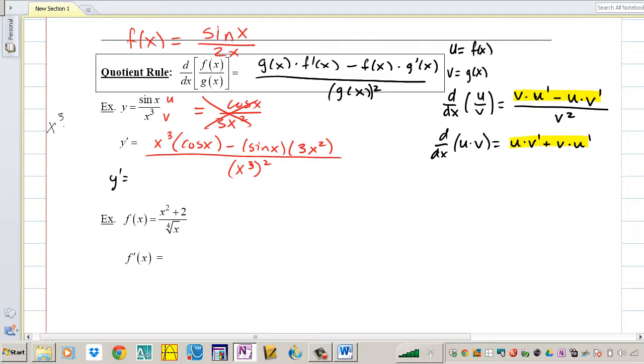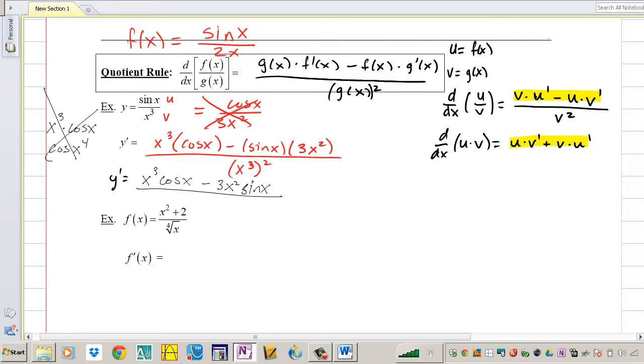X cubed times cosine x is not cosine x to the fourth. No. Okay? Cosine x is a term all by itself. It's simply just x cubed cosine x. That's it. You can't combine anything here. And then we have minus sine x times 3x squared. So it's going to be minus 3x squared times sine x all over.